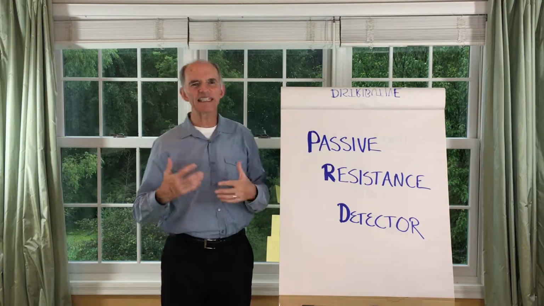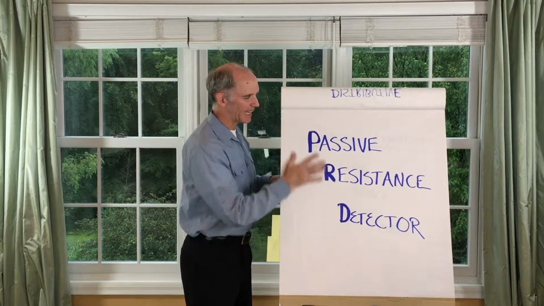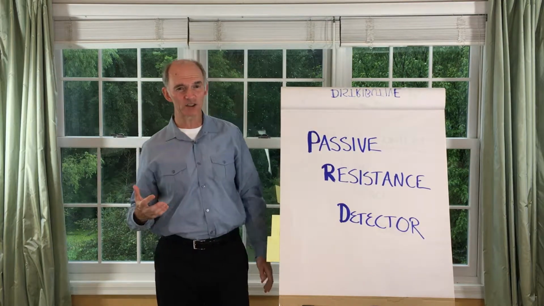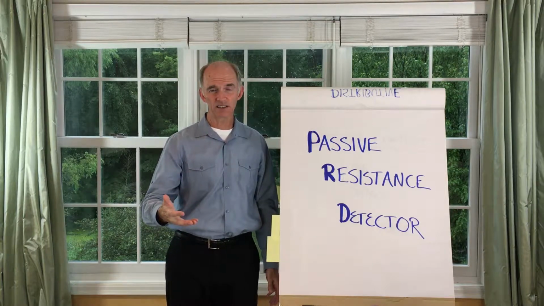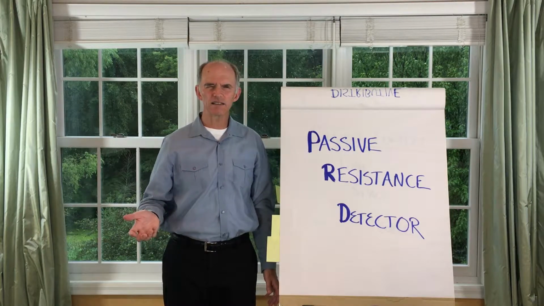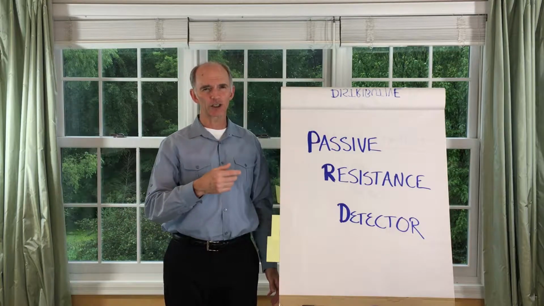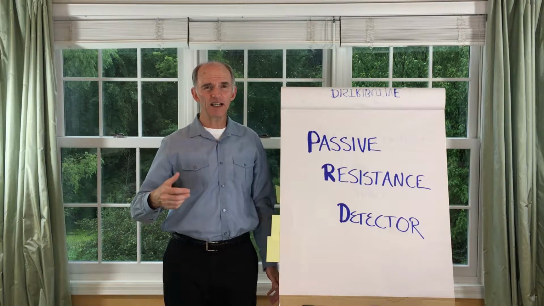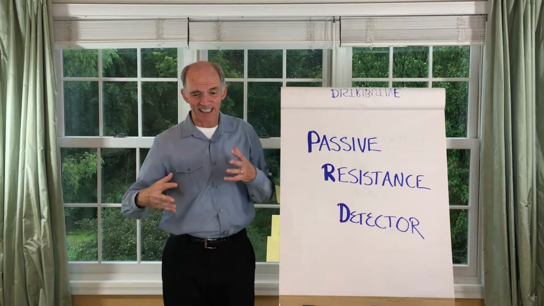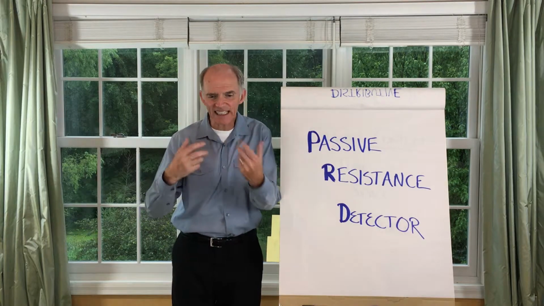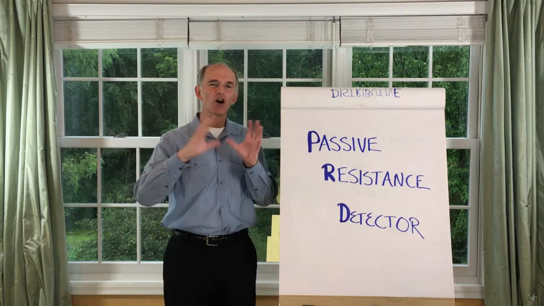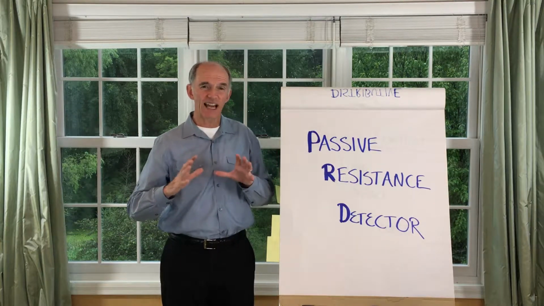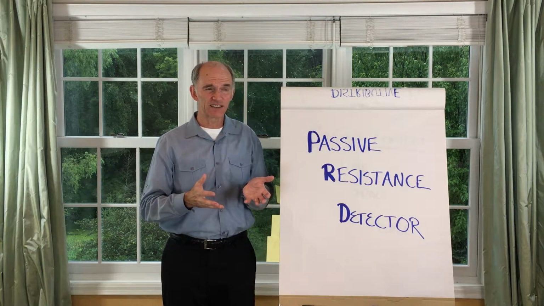Some of the indicators that might be in this passive resistance detector that you might want to pick up and use are things like slipped deadlines, or people taking way too long to come up a learning curve, or it might be analysis paralysis. It's, let's analyze that again. We'll analyze it again, and we'll analyze it from this perspective. All of that might be ways to actually show passive resistance.